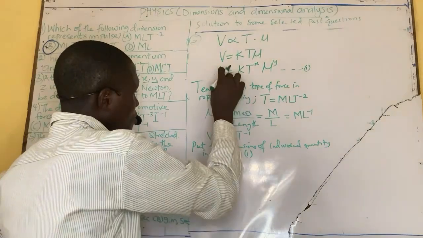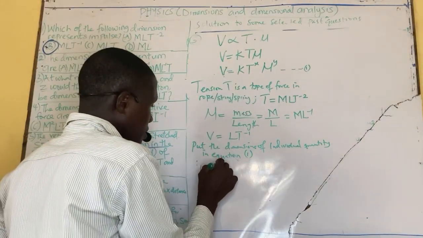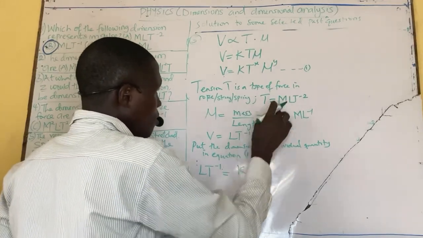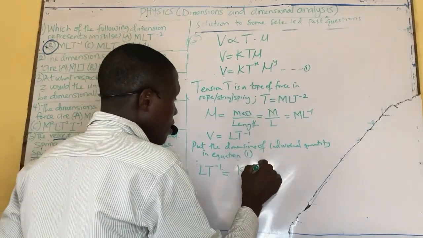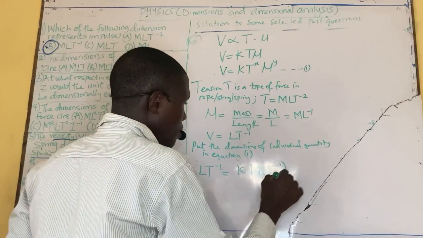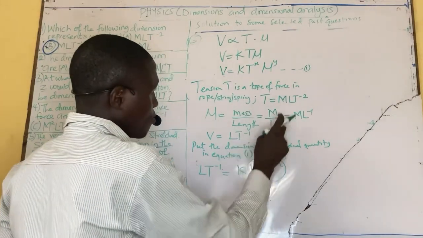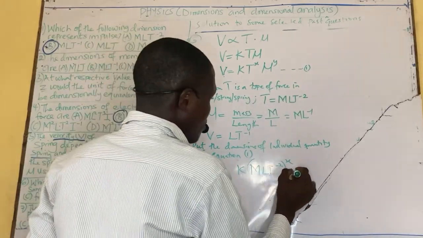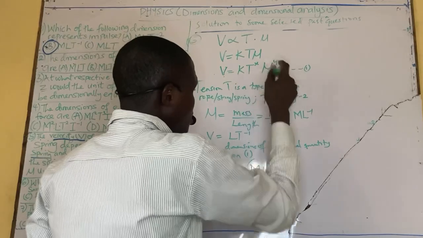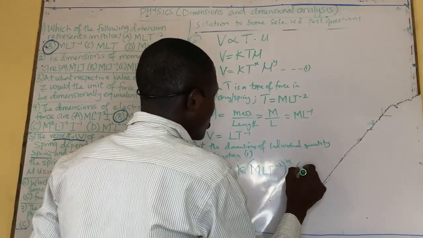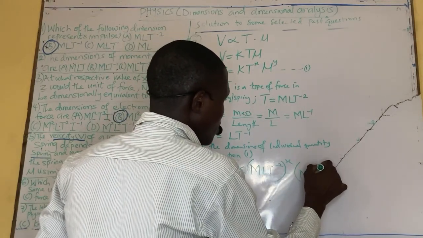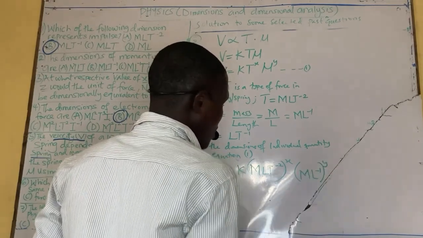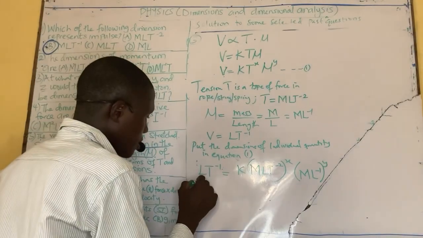So we have V, which is L per T, equal to K, a constant. The dimension of T is ML per T squared in bracket to the power x. Don't forget, ML per T squared in bracket to the power x. Into bracket as well, mu is M per L, all over this power y, so we have L.